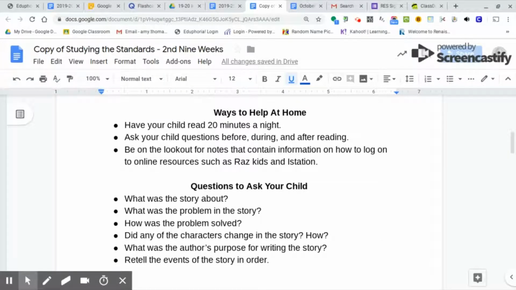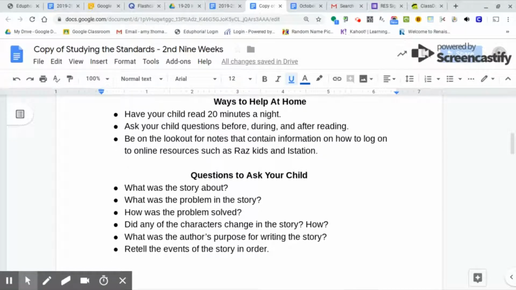Some ways to help at home: have your child read 20 minutes a night and then ask questions before, during, and after reading. And then be on the lookout for notes that have information about Raz Kids or iStation. And if you haven't gotten that or you're looking for that, you can ask your child's teacher and they can get that to you. Some questions to ask your child during reading: what was the story about?